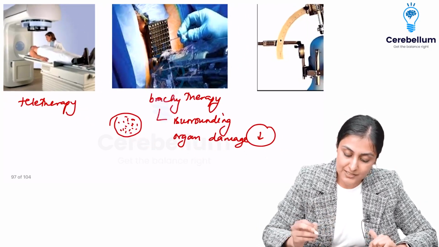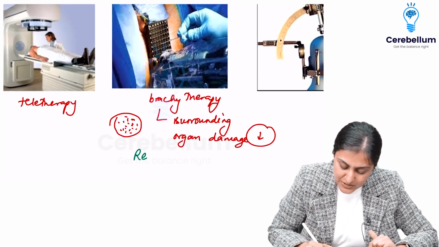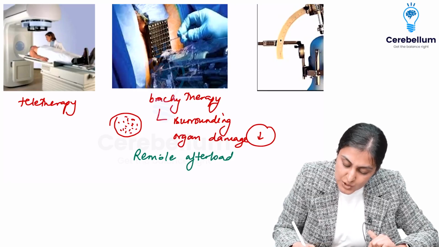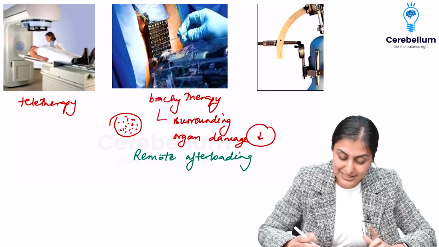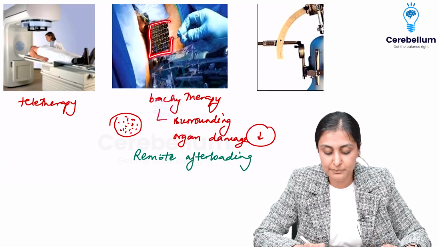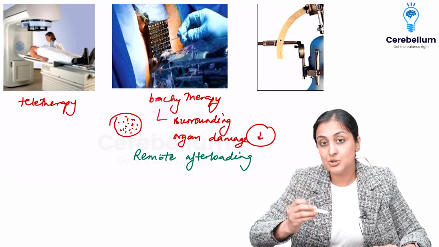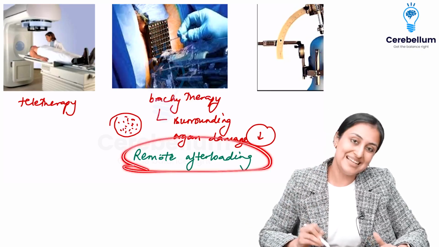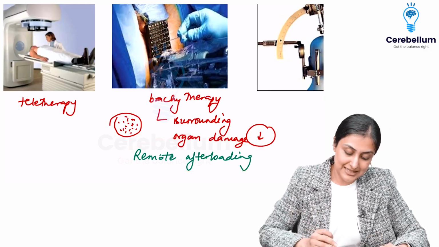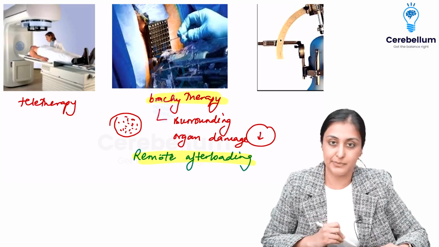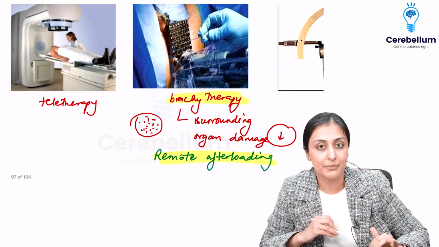This technique that is being shown to you here is what is called as remote after loading. So this remote after loading means that first the surgeon is going to put this grid and put empty pellets inside, and then using a robotic arm we are going to place the radioisotopes. This technique of remote after loading is used for brachytherapy. That's a question you want to remember.